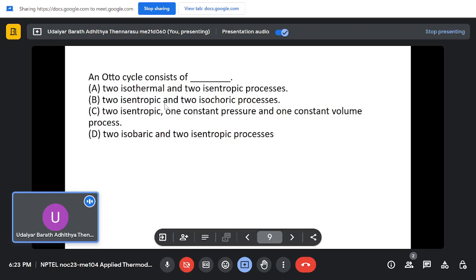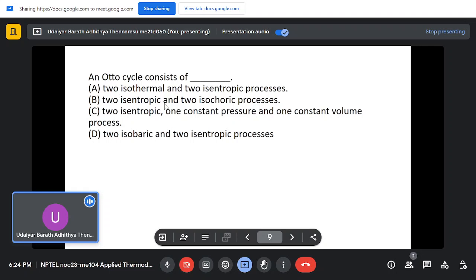We have been asked for the Otto cycle. Option A is two isothermal and two isentropic processes. If you recall, this is the Carnot cycle. We have two isothermal processes, heat addition and heat rejection, and two isentropic processes where compression and expansion happen. Option B is the Otto cycle, two isentropic and two isochoric processes. Isochoric is constant volume. So we have constant volume heat addition and constant volume heat rejection, and two isentropic processes for the compression and expansion.